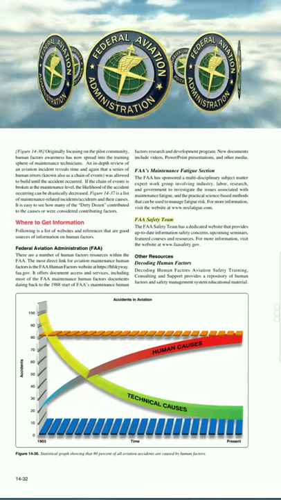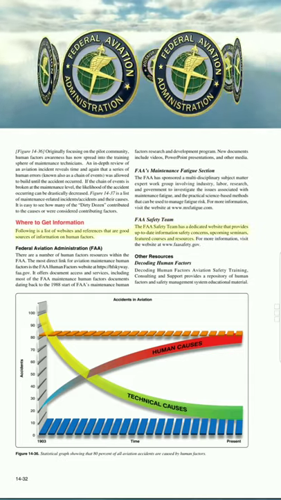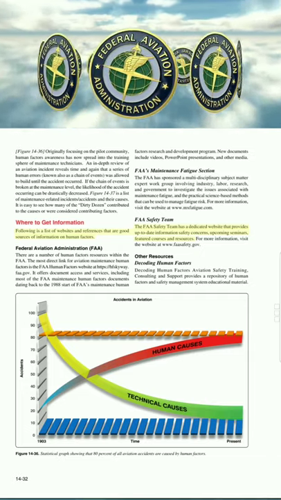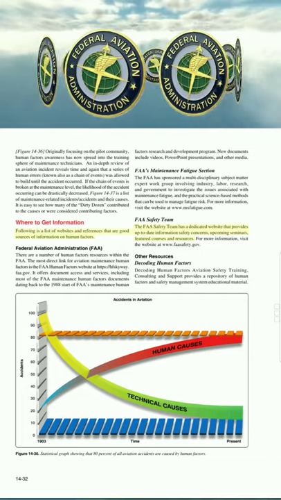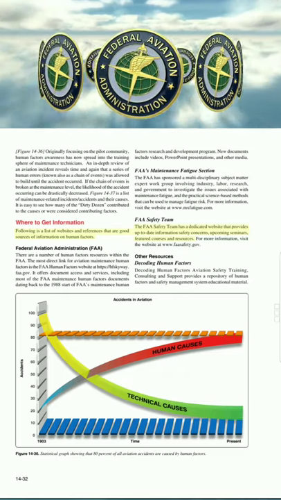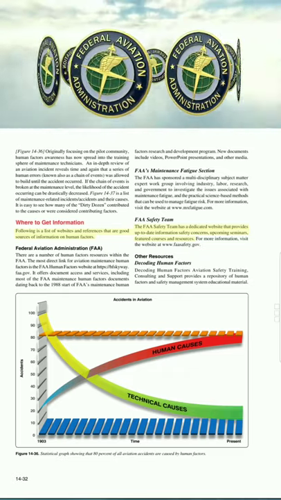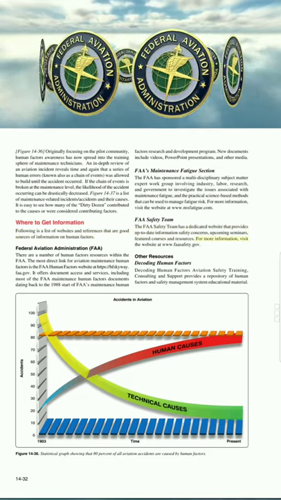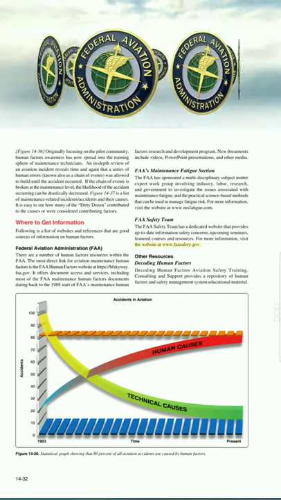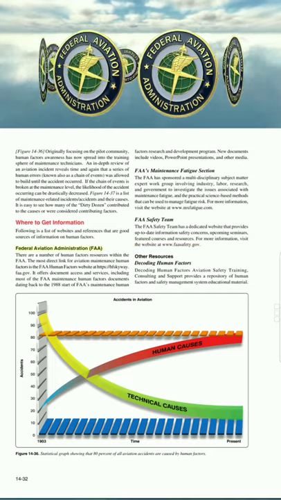FAA Safety Team. Where to get information? The FAA Safety Team has a dedicated website that provides good up-to-date information on safety concerns, upcoming seminars, featured courses and resources. For more information, visit the website at www.faasafety.gov. Sources of information on human factors. The following is a list of websites and references. Federal Aviation Administration, FAA.